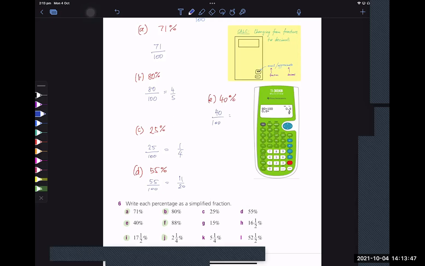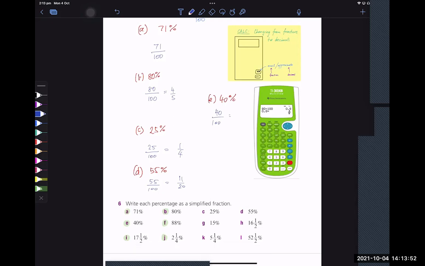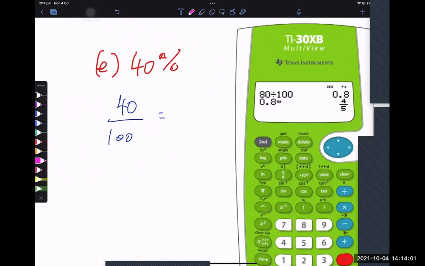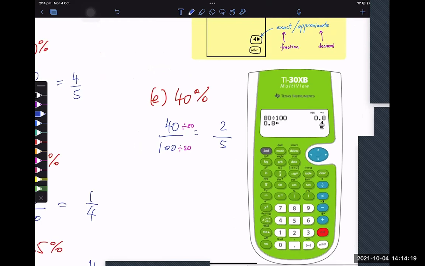So is there a way of finding without a calculator? Yeah, you can do it without a calculator, but it's just more manual. You got to find the highest common factor between the two of them. So let's say we do 40 out of 100, right? What number goes into 40 and 100? I'm going to say 20. So I divide the top by 20 and I divide the bottom by 20. So what I end up with is 2 over 5. Yeah, that's correct. So 2 at the top and then 5 in the denominator.